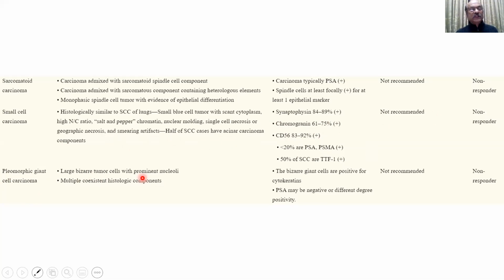And the last variant is pleomorphic giant cell carcinoma. Large bizarre tumor cells with prominent nucleoli, multiple coexistent histology components. The bizarre giant cells are positive for cytokeratin, and PSA may be negative or show different degrees of positivity. Here also Gleason scoring is not recommended, and they are non-responders.